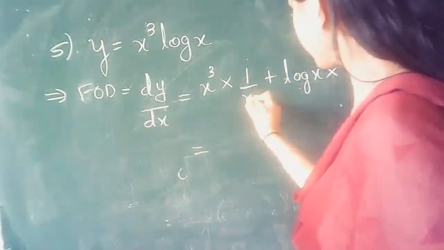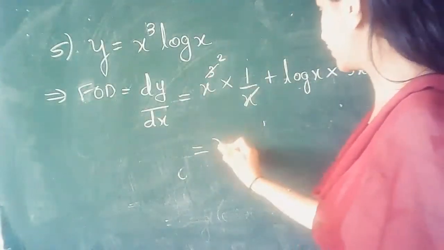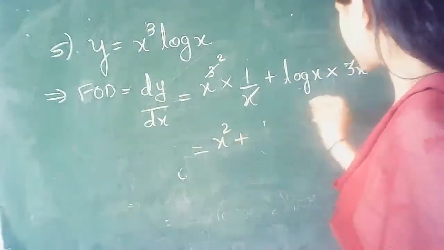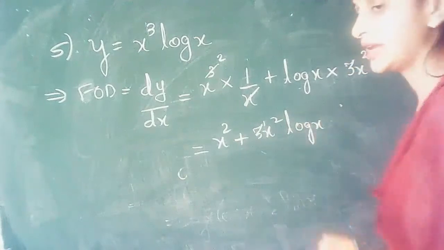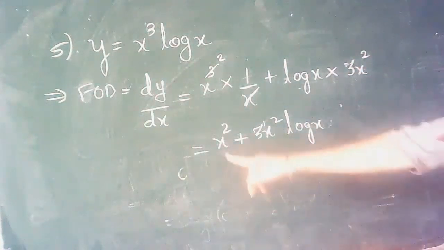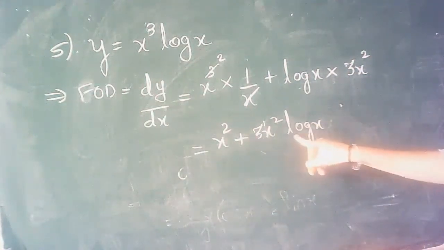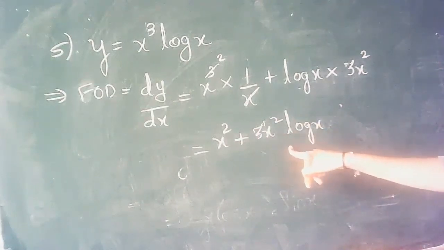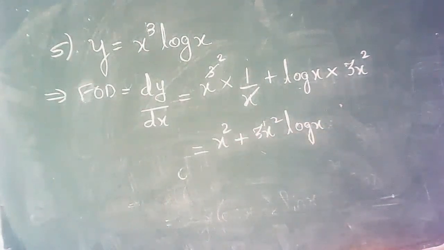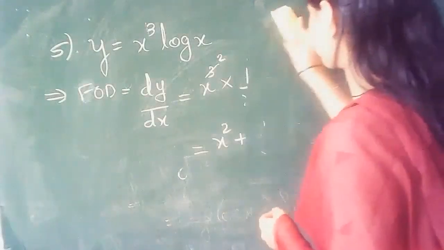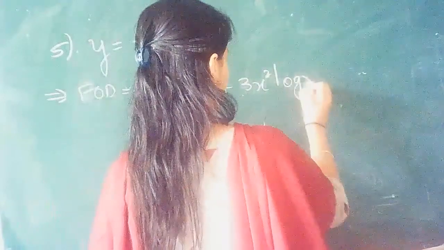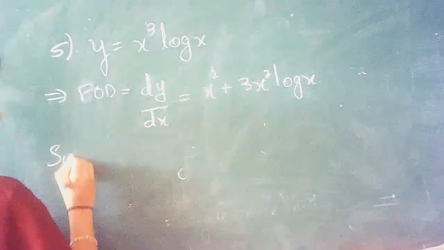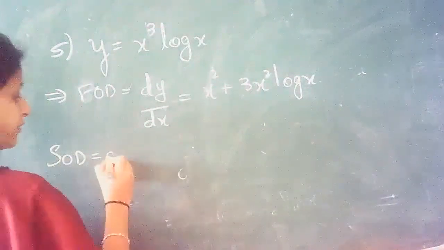Now simplify. The x gets cancelled, so this is x square plus 3x square into log x. So x square plus 3x square log x is my first order derivative. Now let us find the second order derivative. What is the second order derivative? d square y by dx square.